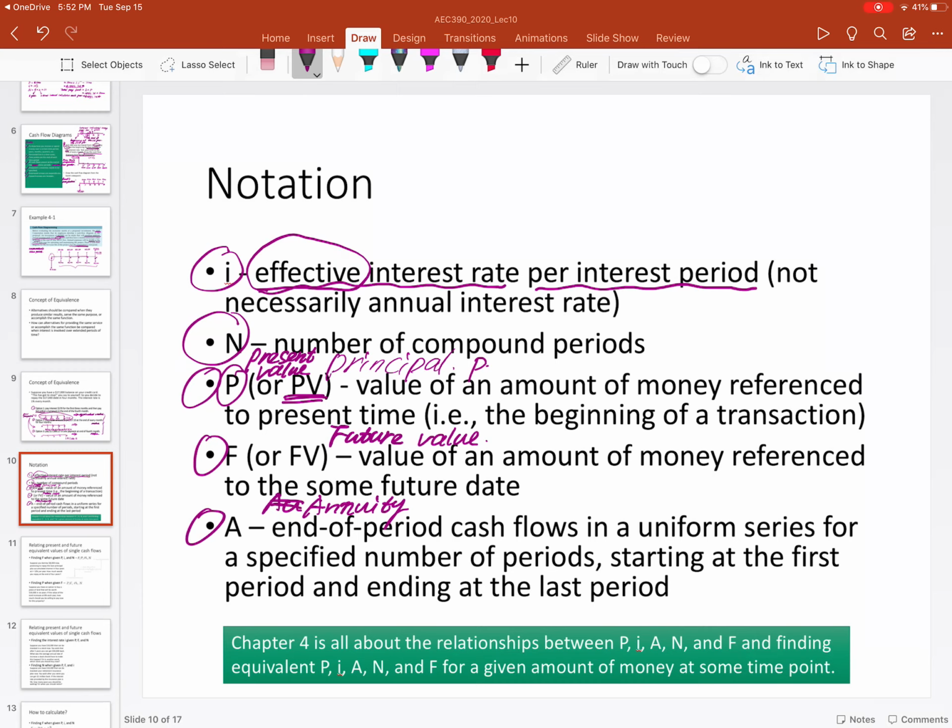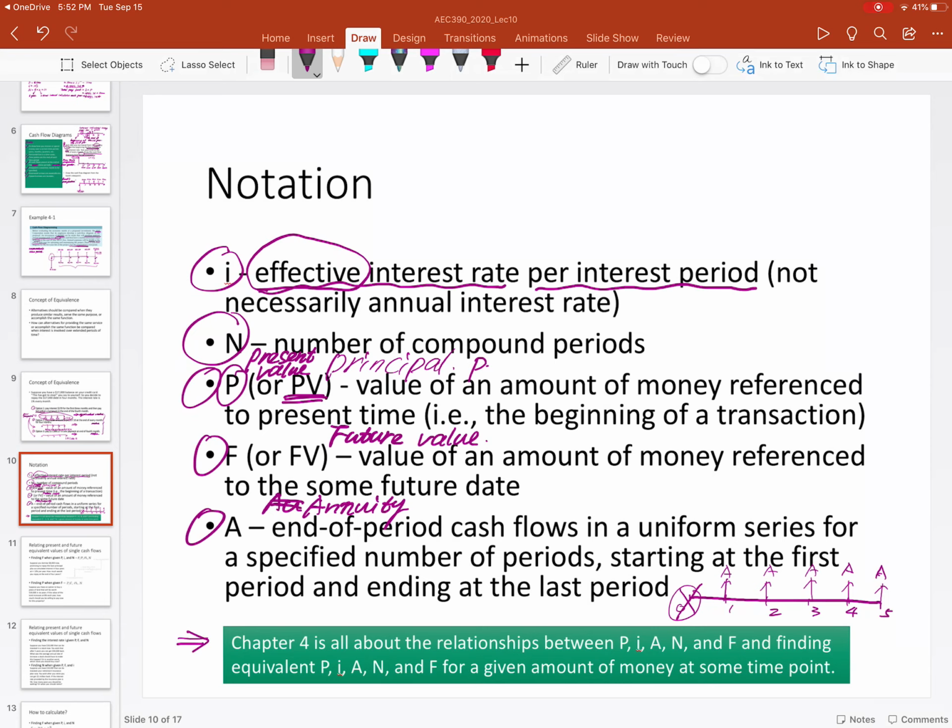So, the end of period cash flows in a uniform series for a specified number of periods. It starts at the first period and ends at the last period. If you convert the cash flow to annuity, the annuity always occurs at the end of each period. Say you have 5 periods, the annuity could be income or outcome, but it always occurs at the end of each period, not at the beginning.